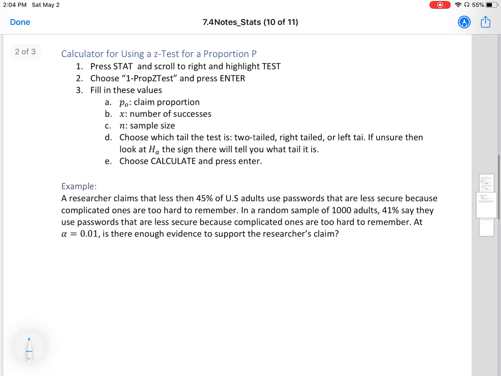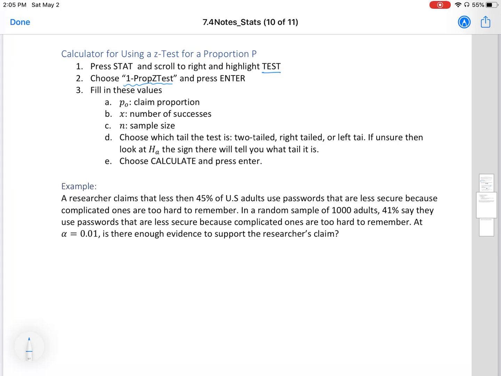We'll be using a calculator. Here are your steps. You want to press Stat and scroll until your test is highlighted. You want to choose 1-PropZTest. It's about the 5th or 6th option. You want to choose that, highlight it, and press enter. And then you want to fill in these values.